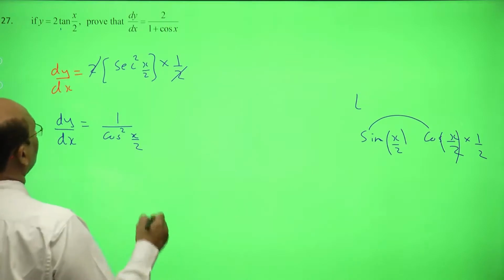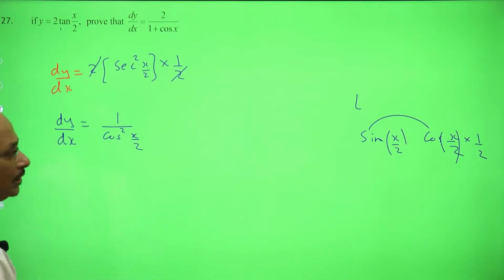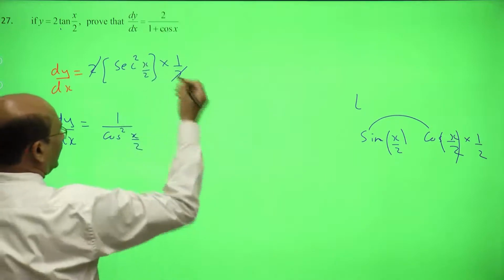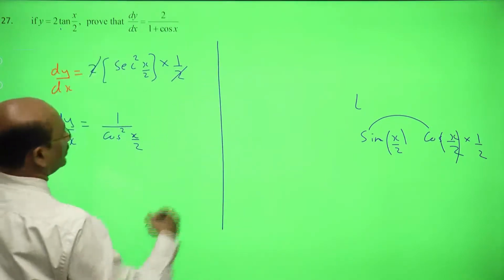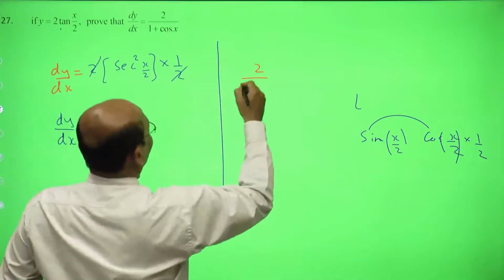Finish. dy by dx, I got this. Now, this is the same thing. You might ask me, sir, how? I will just show you. See, this is the same thing: 2 upon 1 plus cos x.